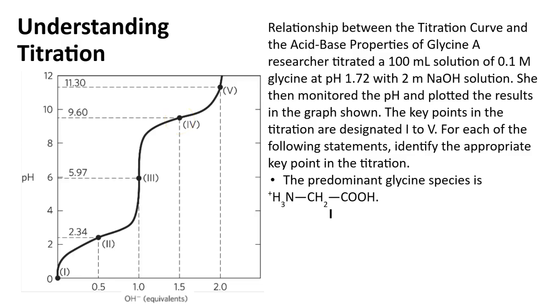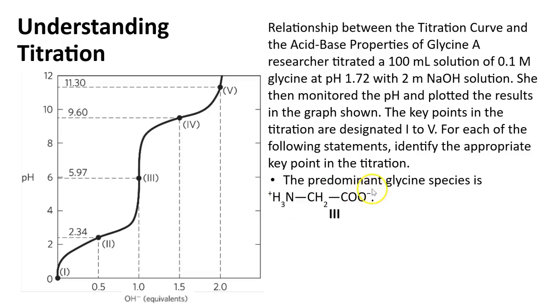So the predominant glycine species is when it's at its most protonated form. So that amino group is protonated, and the carboxyl group is fully protonated. That is at this point 1. So that is the most acid that's around, and this is the dominant species at that point of the titration curve.